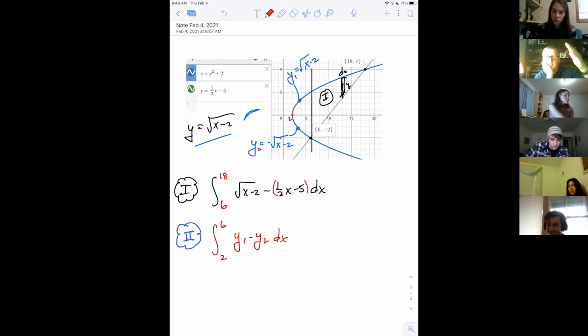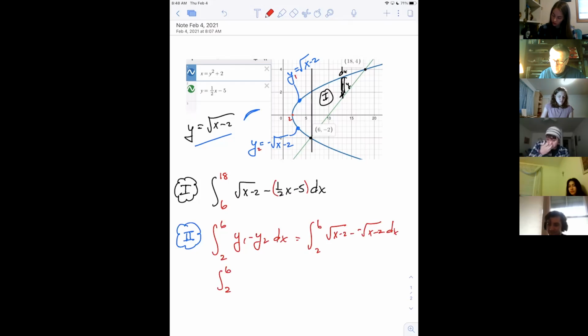So from 2 to 6, it's blue over blue. From 6 to 18, it's blue over green. And I'm going to have to add those together when I'm all done. So that would actually be then 6 to 2, y1 is the square root of x minus 2 minus a negative the square root of x minus 2. And of course, there's two of them. One of them minus another negative one is two of them. So I could say, oh, that's two of those.